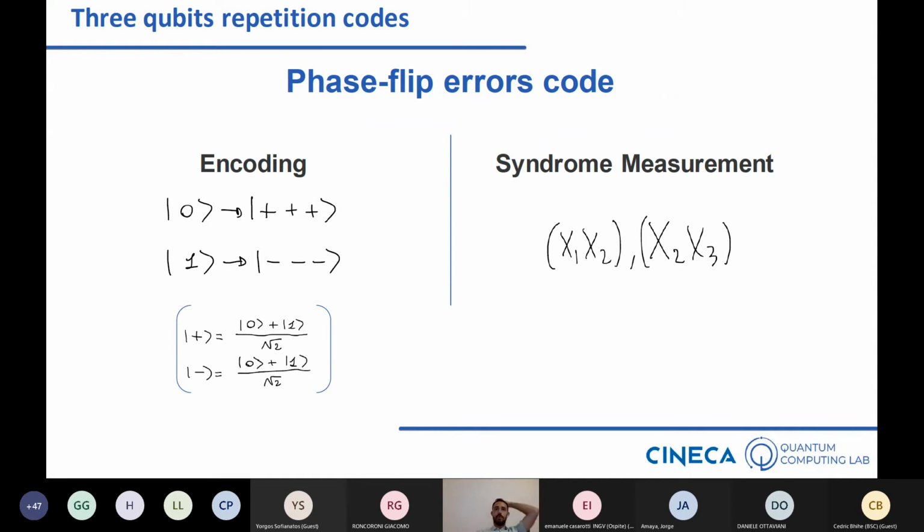So it's the phase flip error code. It basically works in a very similar way, but encoding your state not in 0, 0, 0, but in plus, plus, plus, and 1 in minus, minus, minus, where plus and minus are, oh, sorry, here there is a typo.